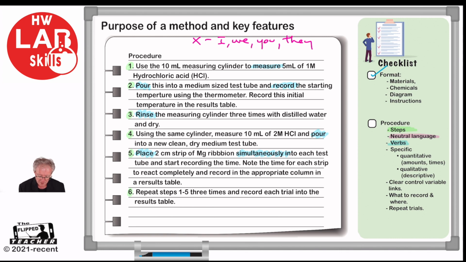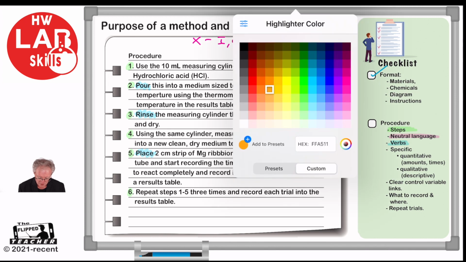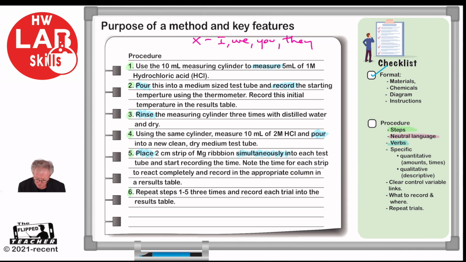I'm being specific, so let's do another color here. So let's do orange now. I'm being specific. Okay, I'm telling you amounts of times and I'm telling you to be descriptive. So I'm saying 10 mils, 5 mils, I'm telling you how much to do. Okay, I'm saying simultaneously, I'm telling you what to do at the same time.